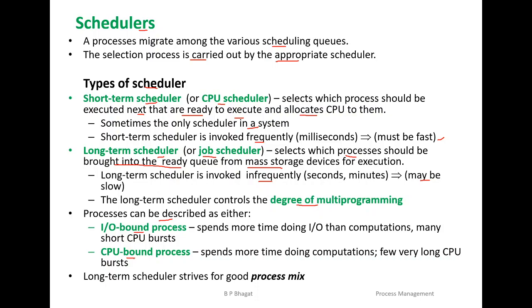Now, processes can be described either as IO bound processes or CPU bound processes. IO bound processes are the processes which spend more time doing IO related operations than computation. Whereas CPU bound processes are the processes which spend more time doing computation rather than IO. Long-term schedulers should select a good mix of both IO bound and CPU bound processes.